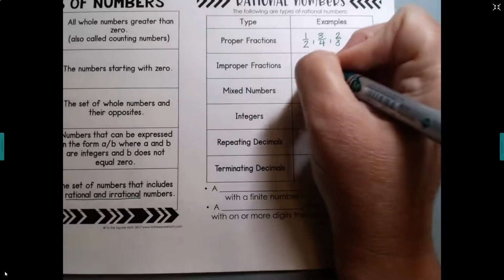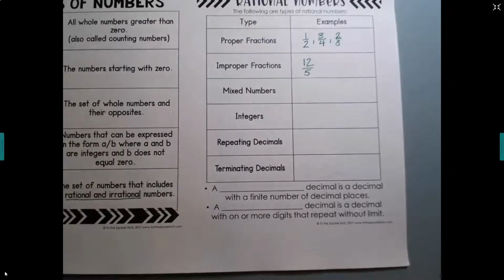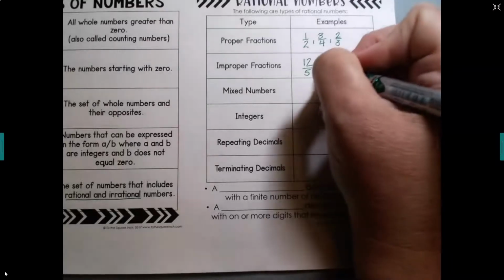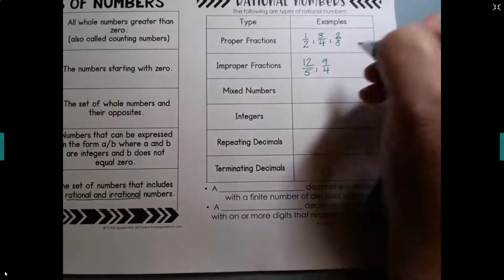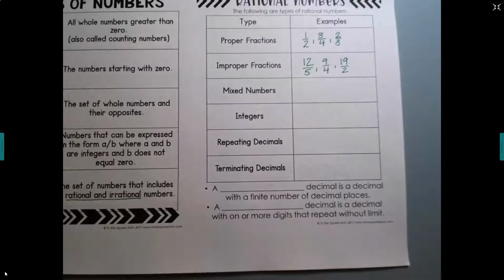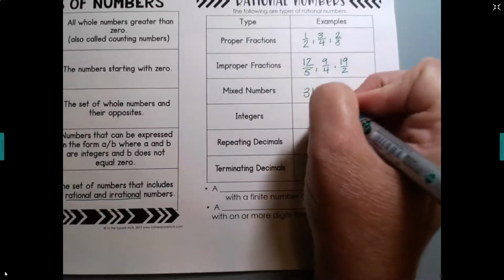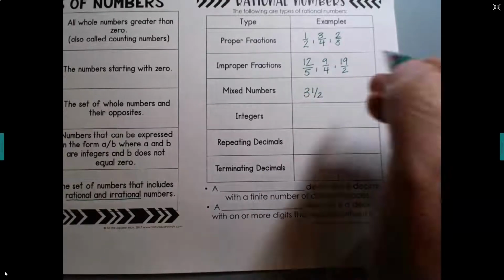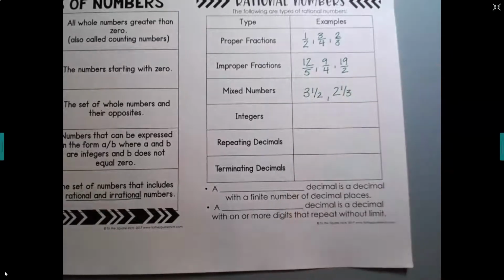Improper fractions. I could have 12/5. Remember, an improper fraction is where the top is larger than the bottom. 9/4 is an improper fraction. Maybe 19/2. Mixed numbers, we don't really use those as much in high school, but that's where you have a whole number and a fraction written together. So 3 1/2, 2 1/3. These are just some examples of mixed numbers.